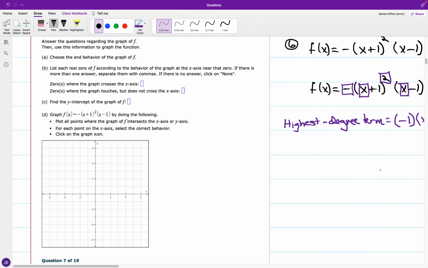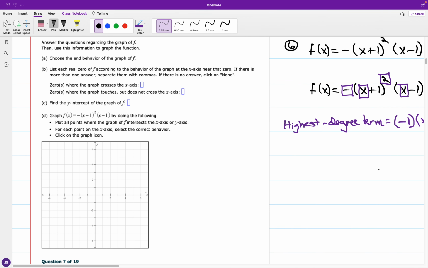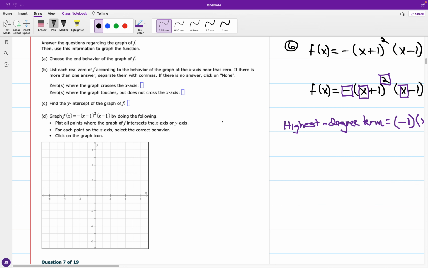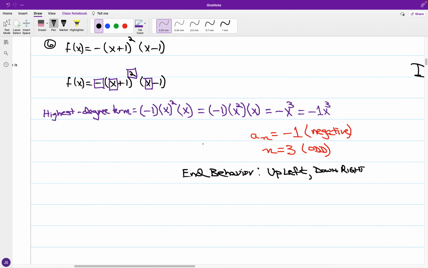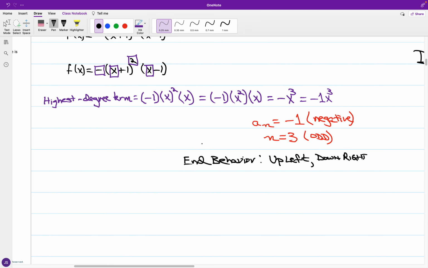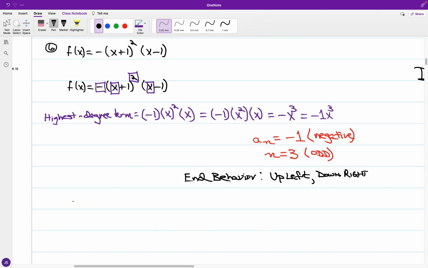Now, it says to list each zero according to the behavior of the graph at the x-axis near that zero, and looking at where the graph is going to cross or touch the x-axis. So this is our part A.